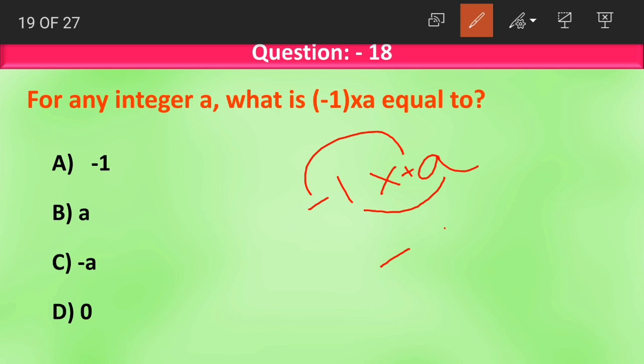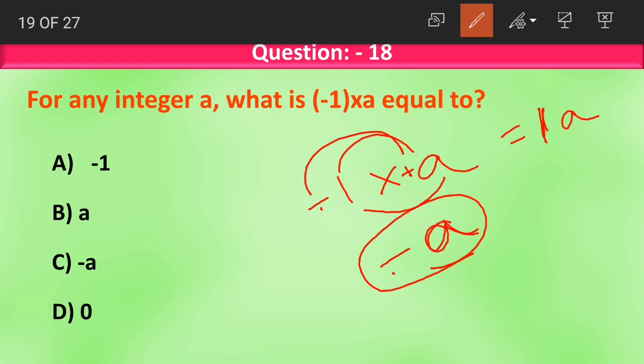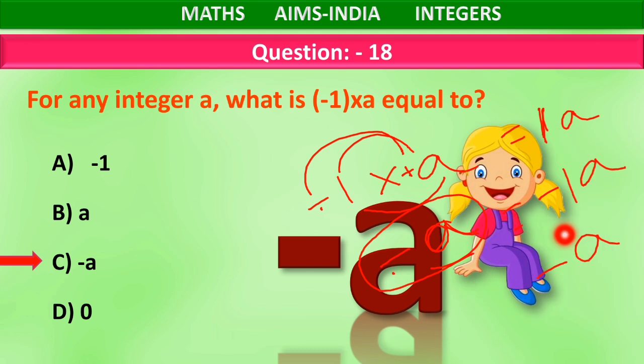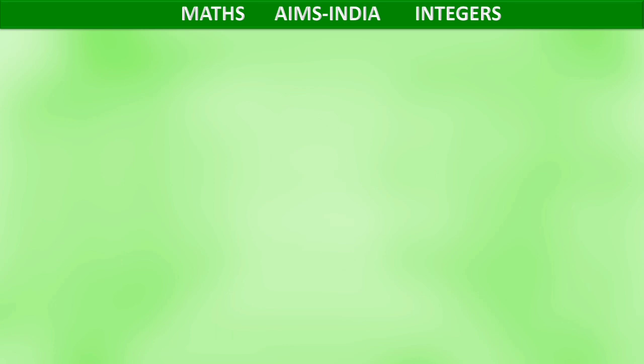Again 1 into a is equal to what? When we say we have 1a, we can write it as a, right? 1 into a is equal to 1a or nothing but a. Understood? Minus into plus becomes minus. 1 into a becomes a or 1a. So our answer will be minus 1a or minus a. Which is that option? That is option C, minus a. For any integer a, minus 1 into a is equal to minus a.